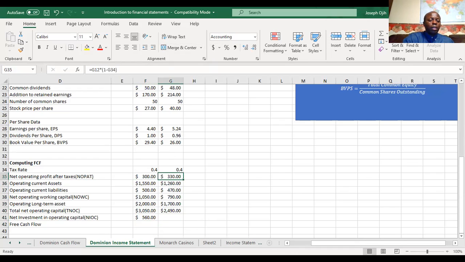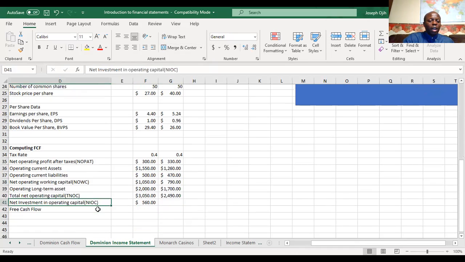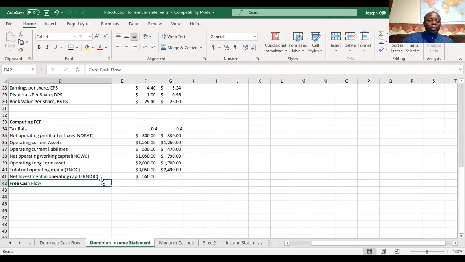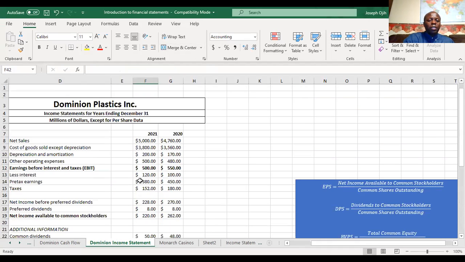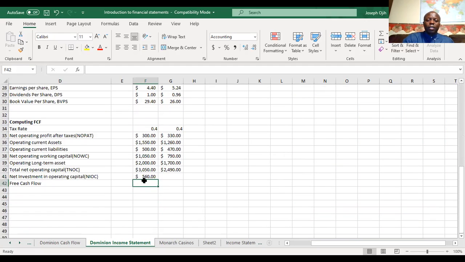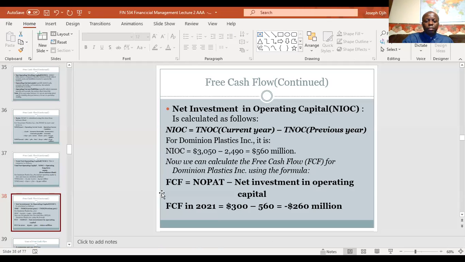Okay. Now, having gotten this, we're now ready to calculate the free cash flow for year 2021. Before I calculate it, I want to show you the formula. It's just going to be NOPAT, net operating profit after tax, minus net investment in operating capital. Okay. So having said that, we can now go there and calculate it.